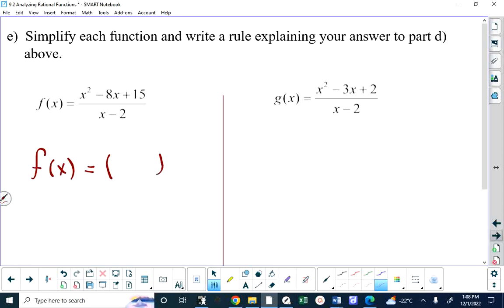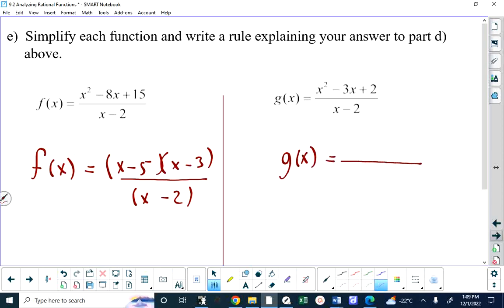And the numerator of this is a trinomial that's quadratic. Look how I wrote x minus 2. I wrote it in a set of brackets because it's a factor. Are there two numbers that multiply to give positive 15 and add to give negative 8? It'd be negative 5 and negative 3. Okay. So x minus 5, x minus 3. G of x, same kind of deal.